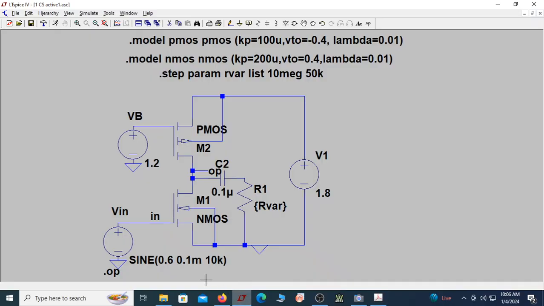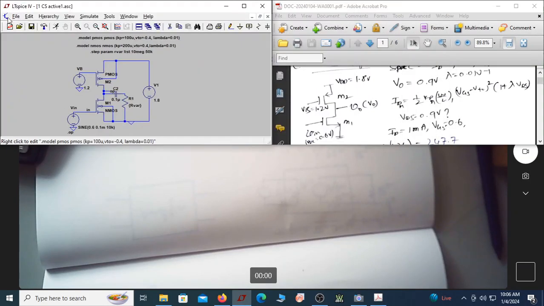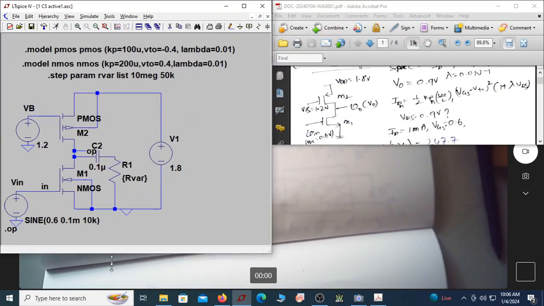Let me show you the simulation now. Do we have the same circuit rigged up here? Seen it?